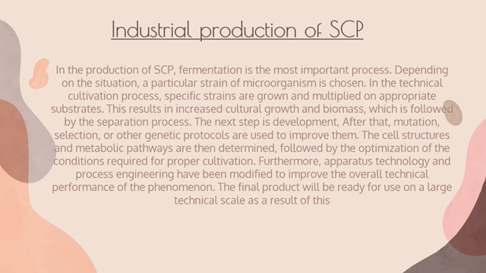The next step is development. After that, mutation selection or other genetic protocols are used to improve them. The cell structures and metabolic pathways are then determined, followed by the optimization of the conditions required for proper cultivation. Furthermore, process technology and process engineering are modified to improve the overall technical performance. The final product will be ready for use on a large technical scale as a result of this.